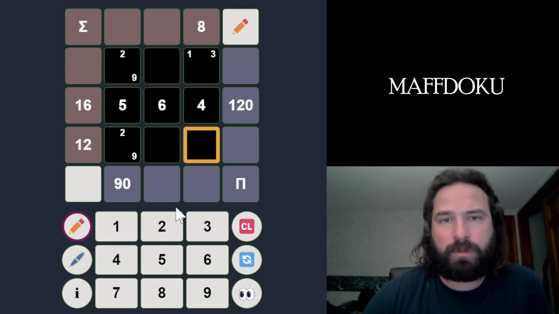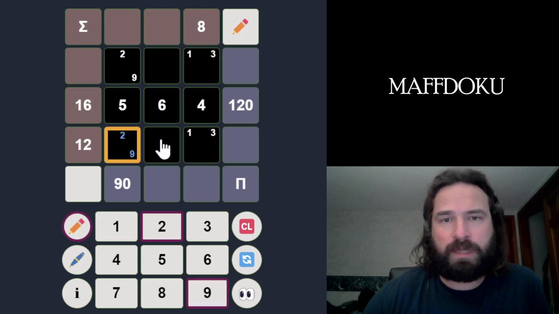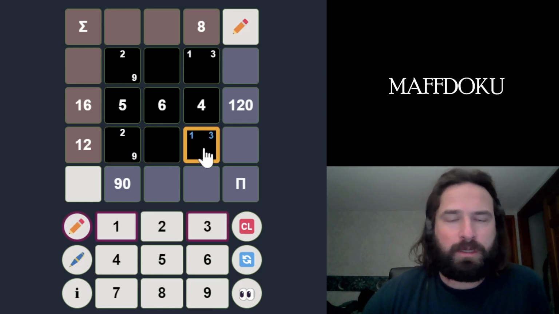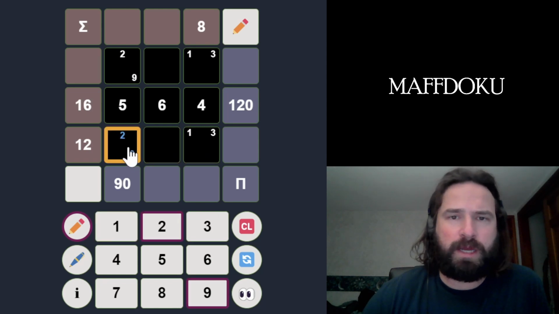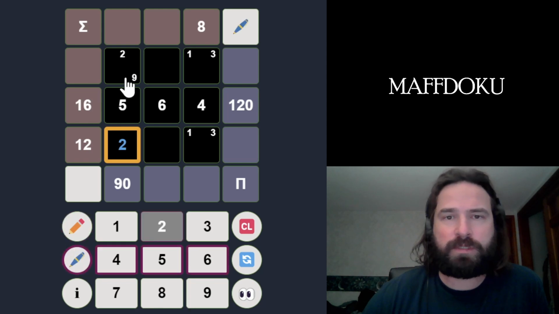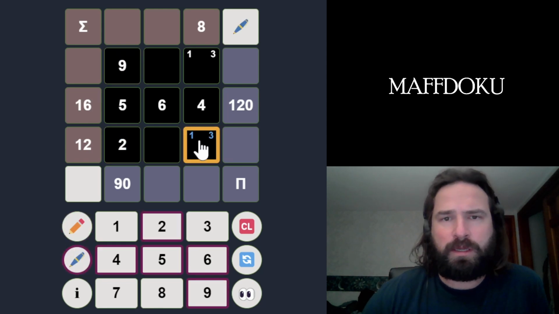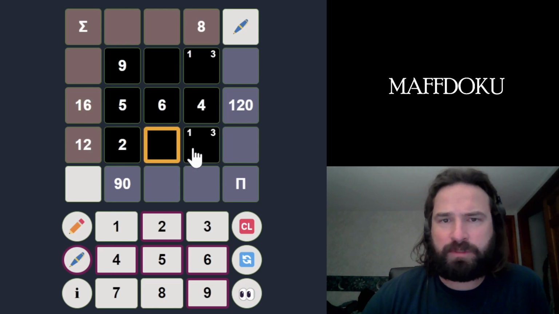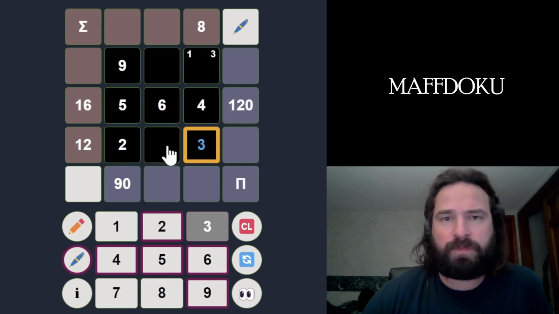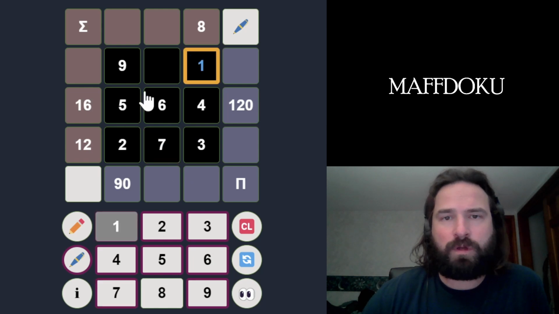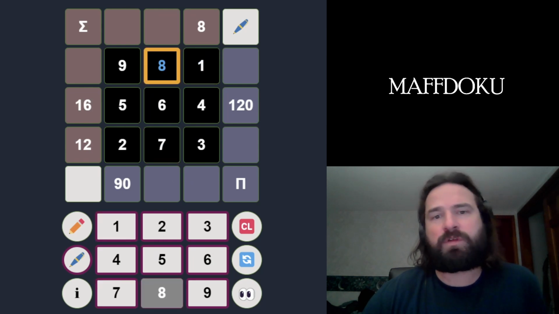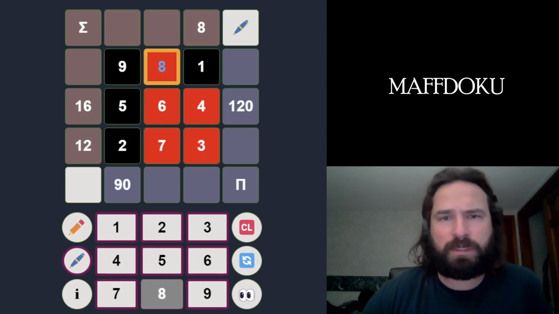1, 3. 1, 3. These have to add up to 12 now. Oh yeah, it can't be 1, 2, 9 because one of these has to be a 2. So this is a 2. That's the only way that's going to work. This is a 9. 2 plus 1, this would have to be a 9, which is impossible. So this is a 3, making this a 7, making this a 1, making this an 8, and I believe that's a Maffdoku, dude.